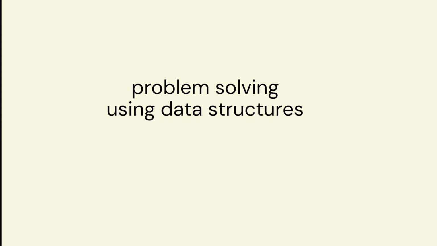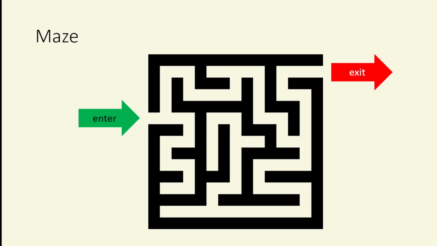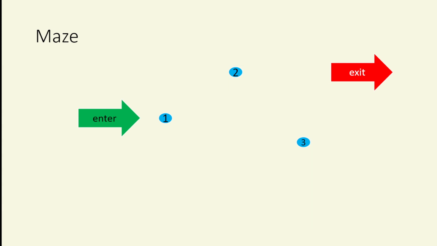Now, how might you use these data structures? Here's a problem. We go in a maze. We need to obviously enter at the start and exit at the end. Now there's 3 points we need to make a decision to get out correctly. Points 1, 2 and 3. So let's imagine we've got these 3 points.